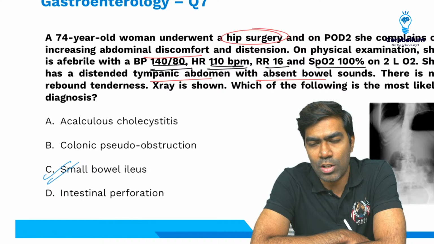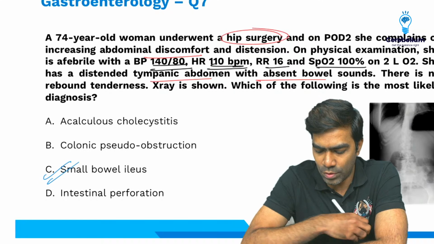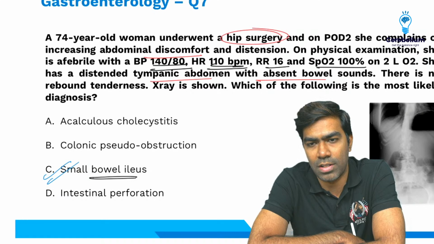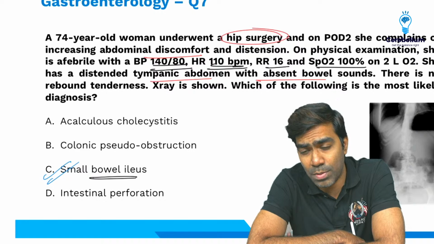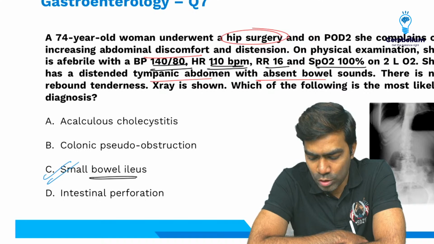In colonic pseudo-obstruction, you're going to see only large bowel. You're not going to see the small bowel. So if you see small bowel alone, without any signs of obstruction, that's going to be small bowel ileus. If you see large bowel dilatation without any evidence of obstruction, that's going to be colonic pseudo-obstruction, otherwise called Ogilvie syndrome.